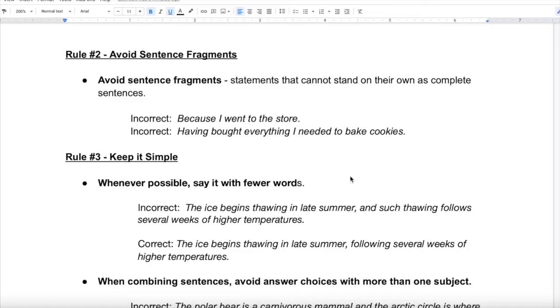But in that second incorrect example, you're kind of setting up a situation that you never complete. Having bought everything I need to bake cookies, then what? Doesn't stand alone. Any questions about that? No?